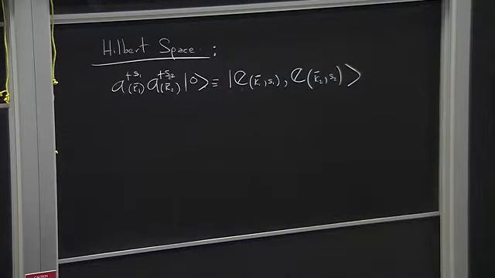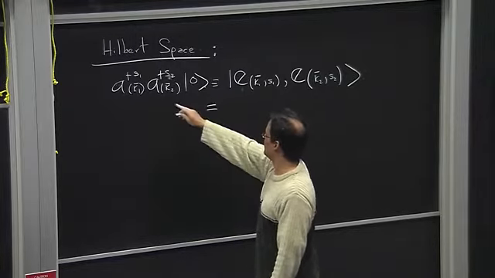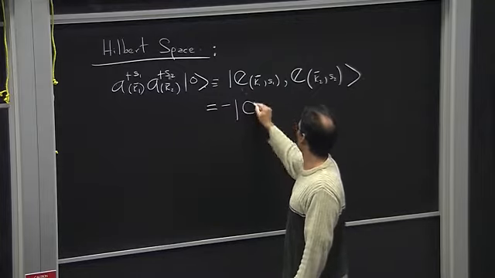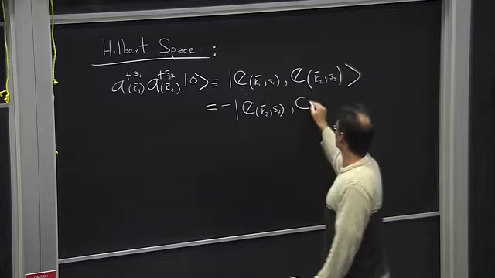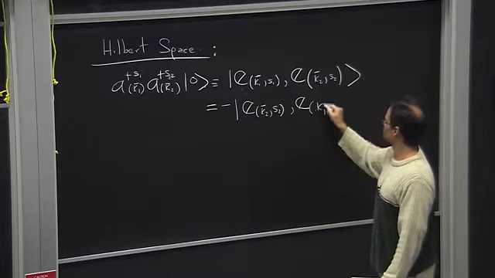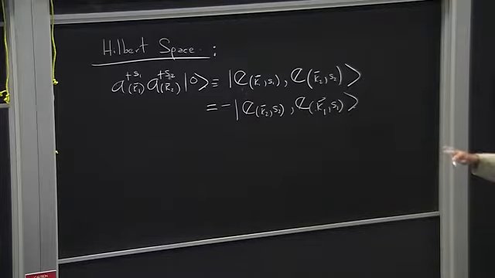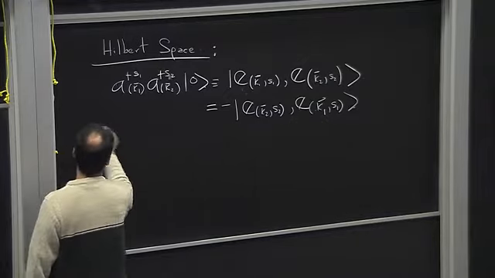Okay. Of course, we then find that this will have to be minus. So this quantization procedure seems to lead to something that makes sense as a theory of fermions.